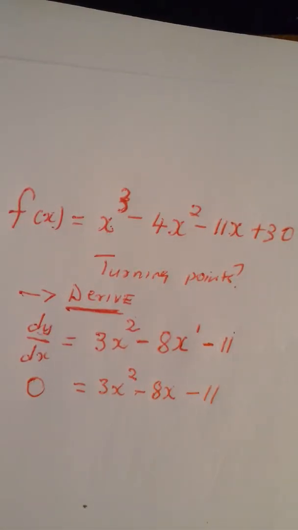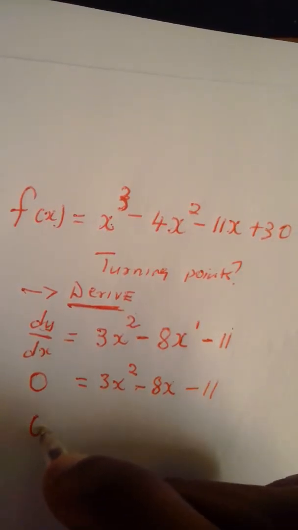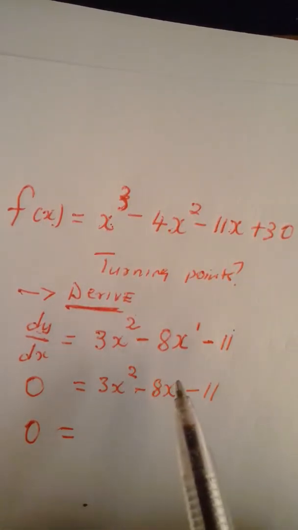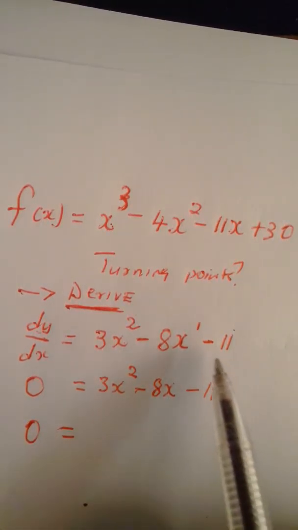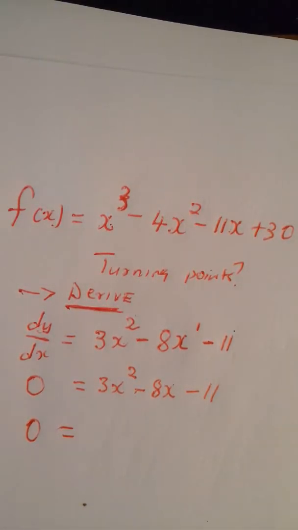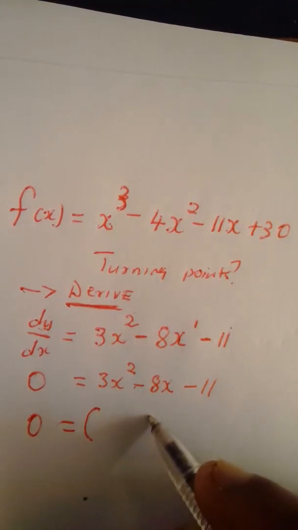So remember that one. The first thing you differentiate. Secondly, you say dy over dx is 0. Now what are you going to do? You say 0 equals 3x squared minus 8x minus 11. This is in the form of a quadratic. So what you should do to a quadratic function, guys, you should factorize it. So you should think of factorizing.